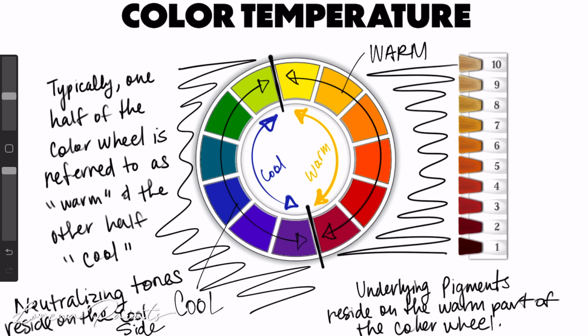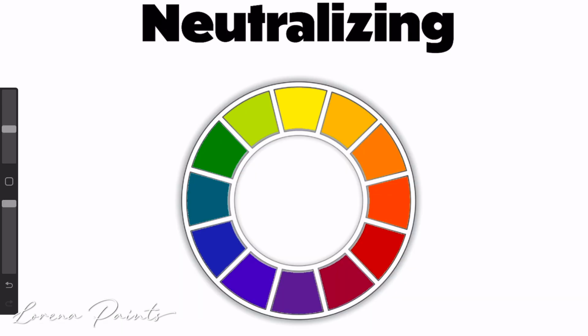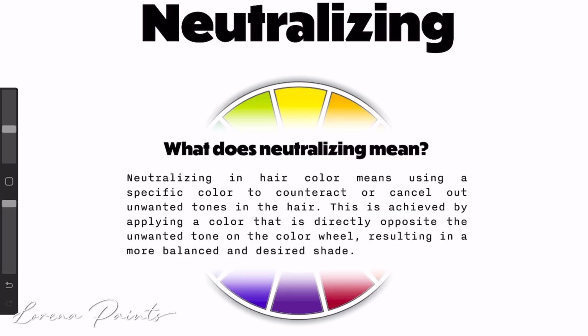So I know you've all heard about neutralizing. That's pretty much what you do when you're trying to tone brassy hair. What does neutralizing mean? Neutralizing in hair color means using a specific color to counteract or cancel out unwanted tones in the hair. This is achieved by applying a color that is directly opposite the unwanted tone on the color wheel.